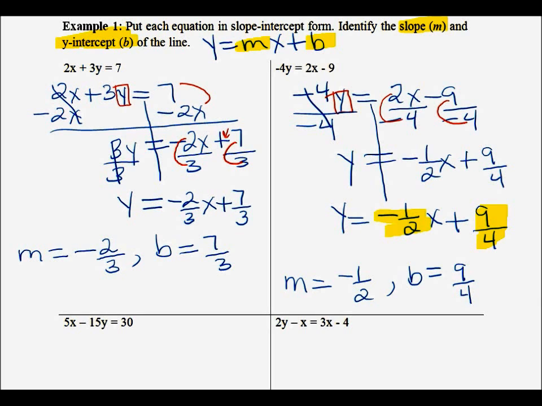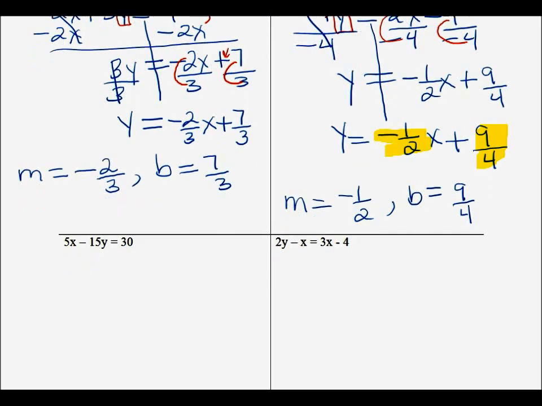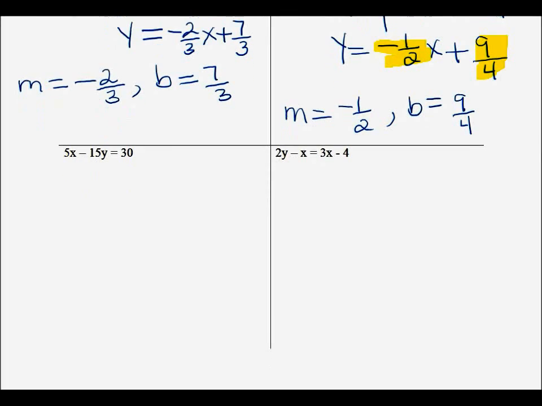Now what I want you to do, I want you to pause the video and try the next two problems on your own. When you have finished those, I want you to restart your video and check your answers. Okay, if you've restarted the video, that means that you're ready to check your answers. Let's go ahead and get started.